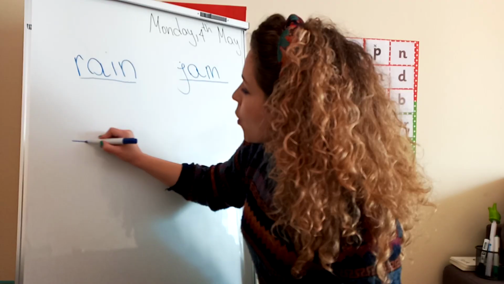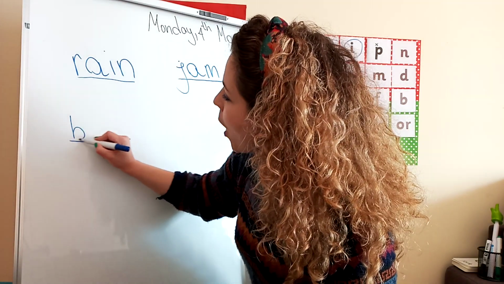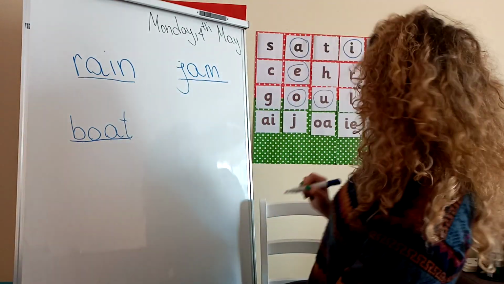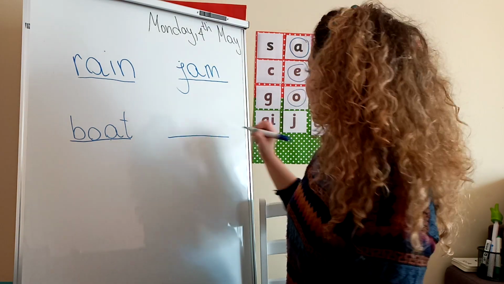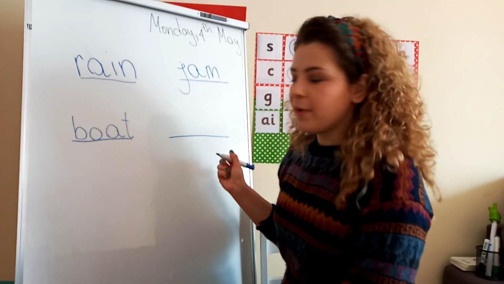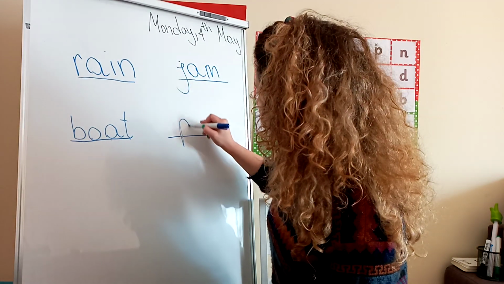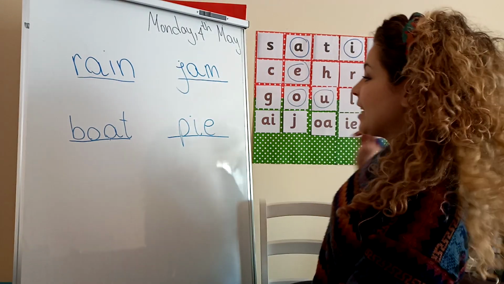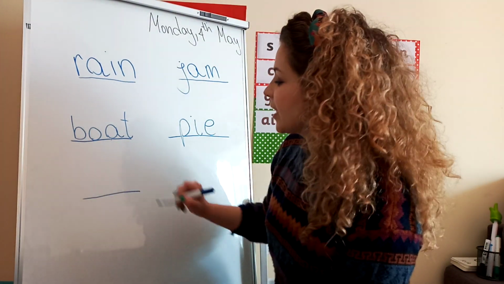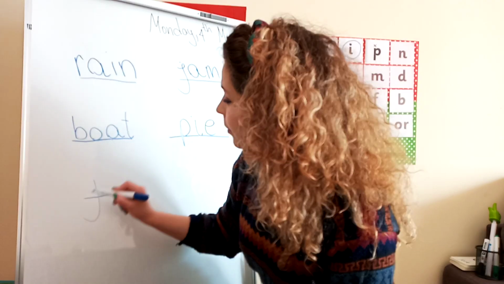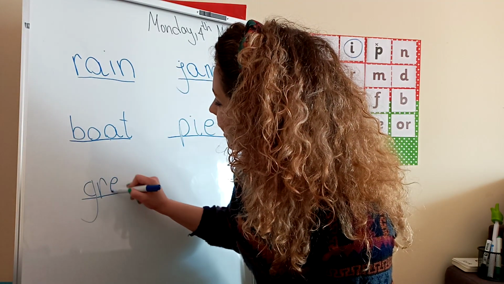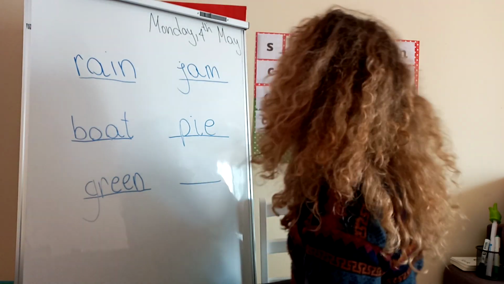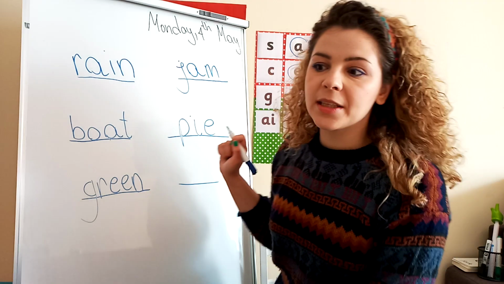So let's do O. For O, I'm going to write boat. Like this. Then for I, I'm going to write my favorite word, pie. Delicious apple pie, for example. And then E. For E, I could write green. Green is a lovely color. And or. For or, I'm going to write fork.